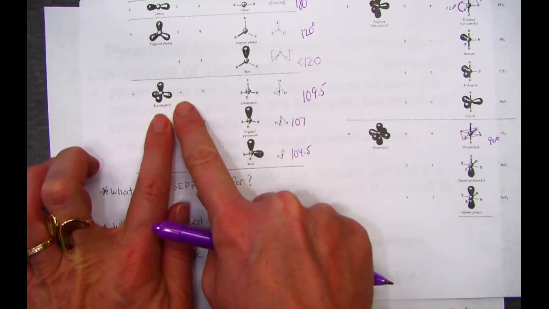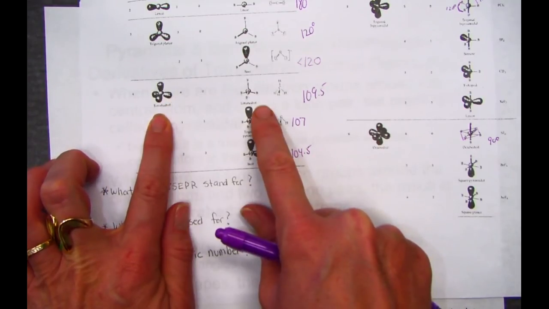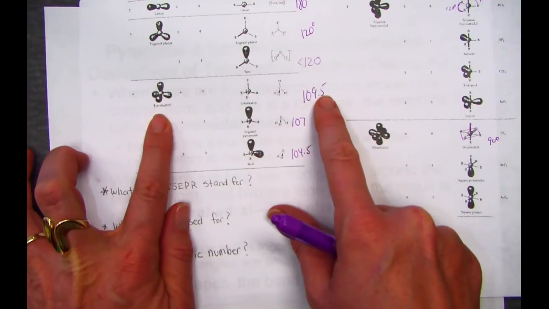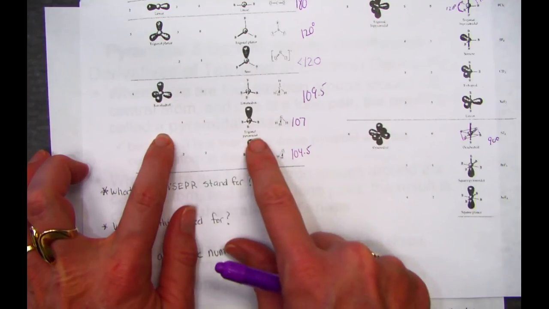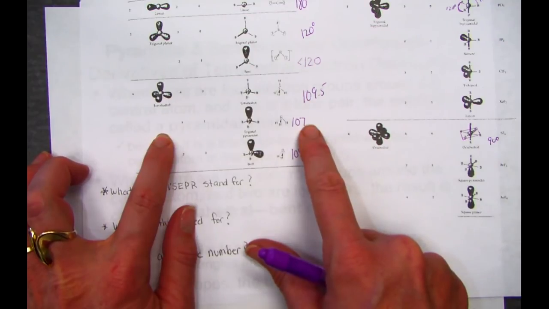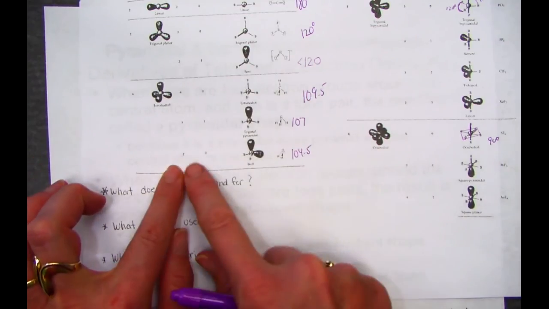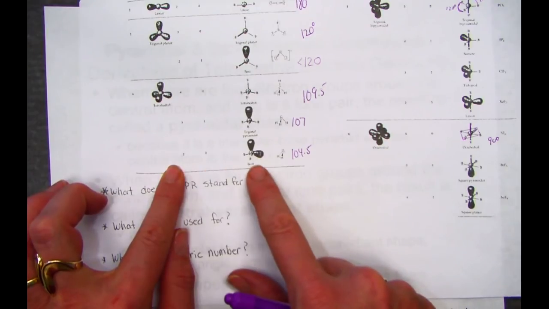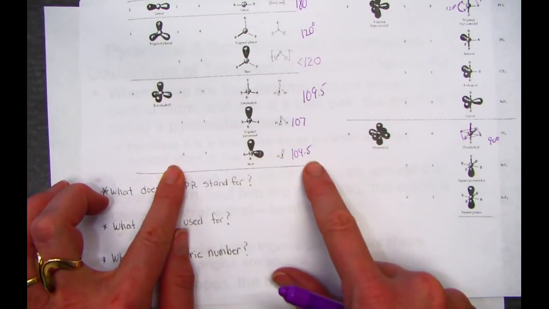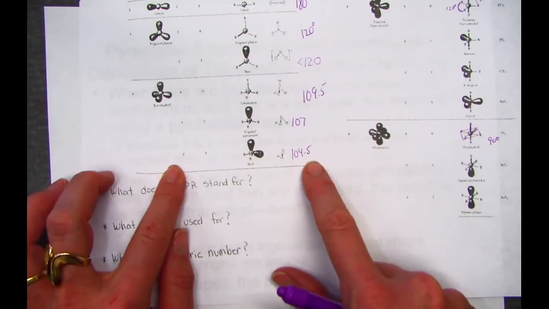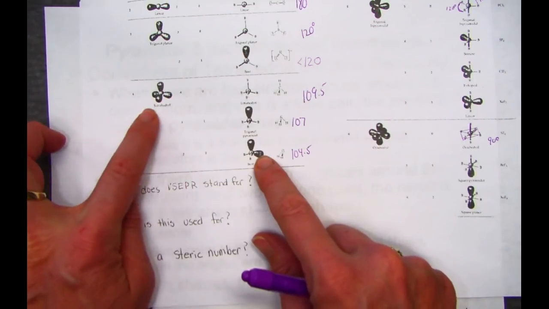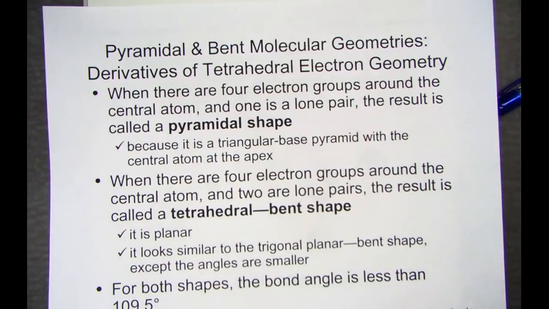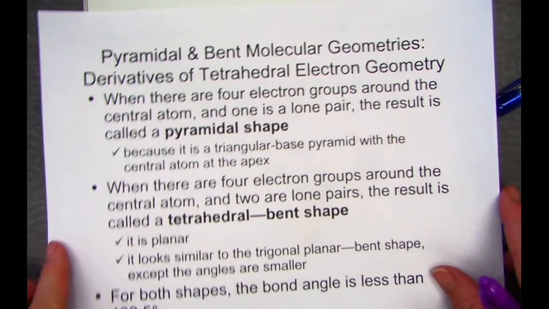If all four are bonded, the electron domain matches the molecular geometry, gives us an expected angle of 109.5. If three are bonded, one is not, we get an expected molecular geometry of trigonal pyramidal. A bond angle is slightly smaller, about 107. And if two are bonded, two are not, we get a bent molecule with about a 104.5 bond angle, as in a water molecule. There are three possible molecular geometries for the tetrahedral electron domain geometry. And that's what I'm looking at with this slide here.